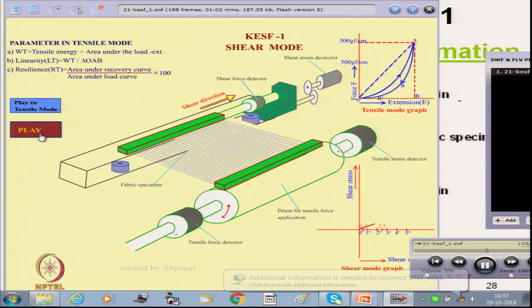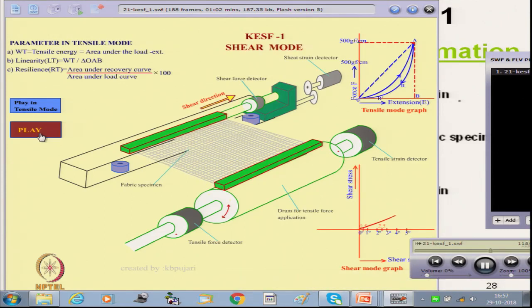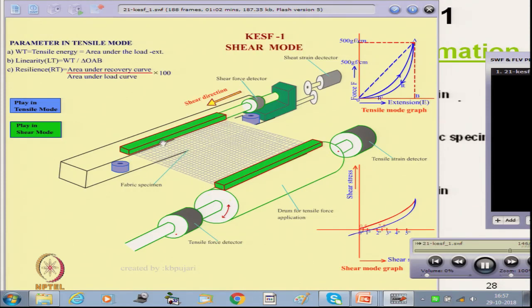Now, once it is moving in shear mode, this drum will be stationary. Now, this slider will move from right to left and left to right, okay, and we will get the shear curve.